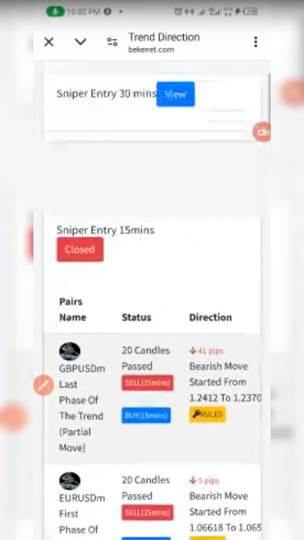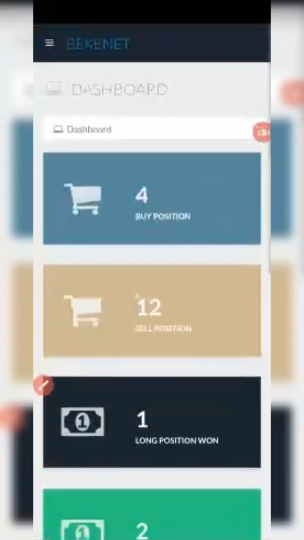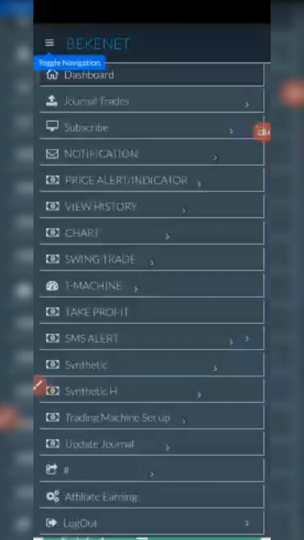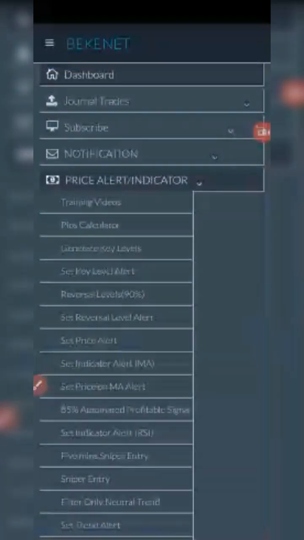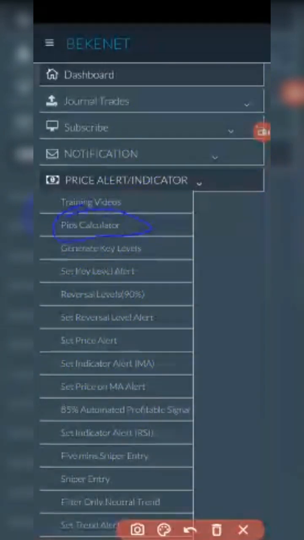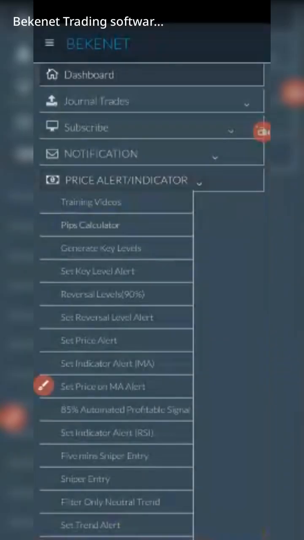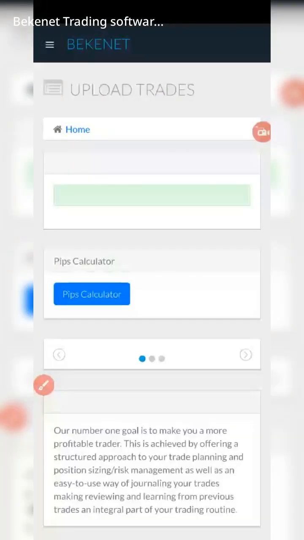Now let me show you that pip calculator before we continue. This pip calculator is still one of the important things you need to understand, so that it's not only about you having a good setup, but how do you manage your account to do that? You understand? Like what I just explained to you.